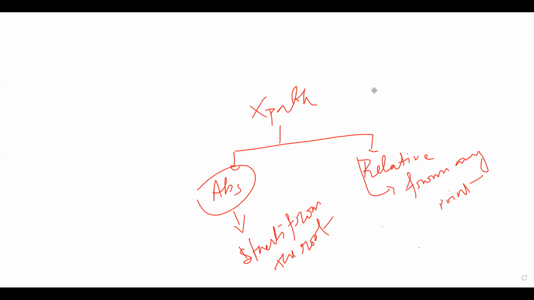Any other pointers for absolute XPath and relative XPath? Absolute XPath starts with a single slash, and relative XPath starts with a double slash. Can anyone tell me what this single slash means and this double slash means? Single slash represents the root and double slash represents the current node. Okay, cool.